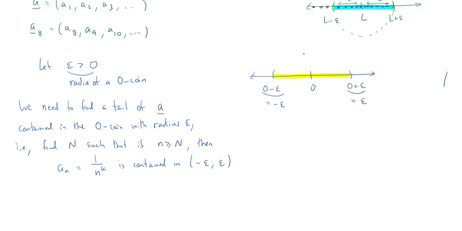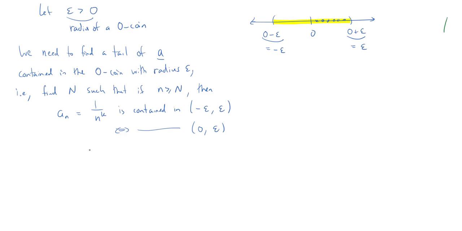So even though in principle we need to show that it's contained between negative epsilon and epsilon, we know that it's not ever going to be negative. So we actually need to find all the points over here on the right. So this is equivalent to showing that it's contained in 0 to epsilon. Okay. Now, when would 1 over n to the k be contained in here? Well, it means it has to be greater than 0. Okay, that's true for sure, right? Like, we know this is positive. Okay, but it also has to be less than epsilon. So this is what we need to make happen, right? This is the important bit.